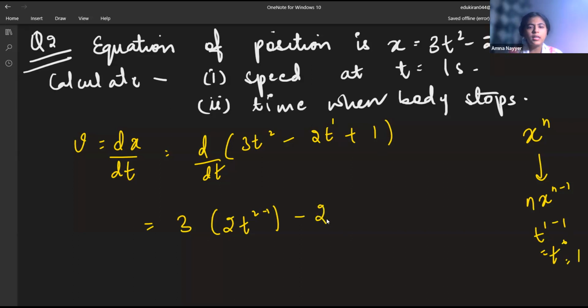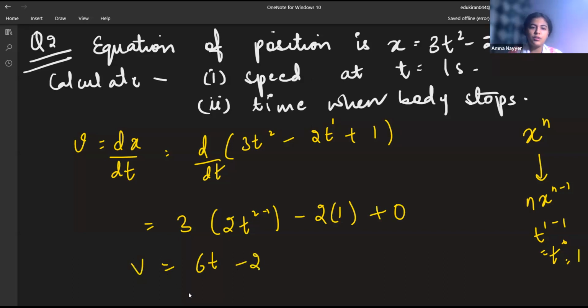So 2 into 1 means 2 only, right? t to the power 1 minus 1, that is 0, t to the power 0. And t to the power 0, any number, any variable or constant to the power 0 becomes 1. Next is Yasir. Yes, Yasir. How do we differentiate plus 1? What will be left? 0. Perfect. So we are left with 6t minus 2.